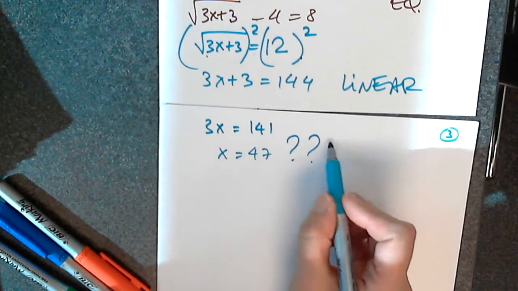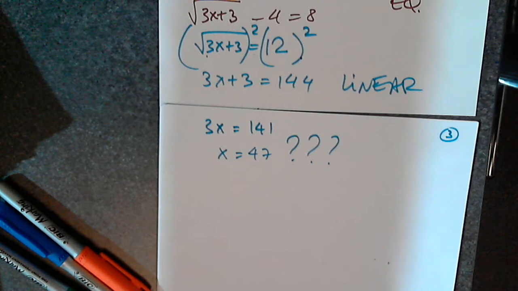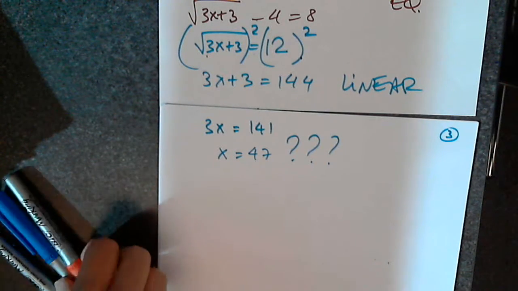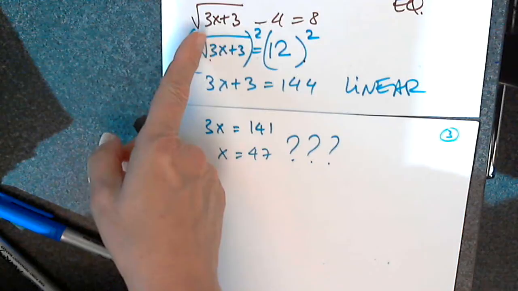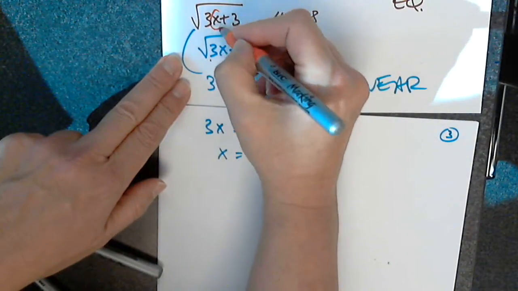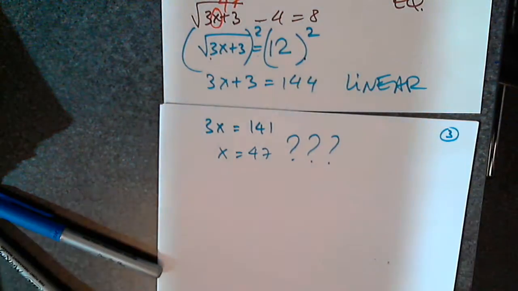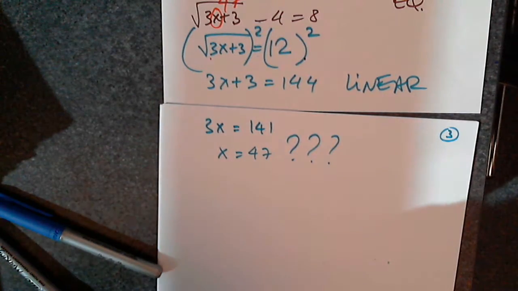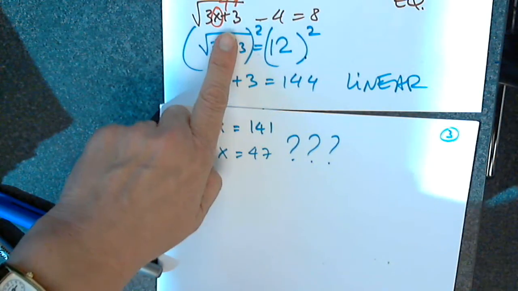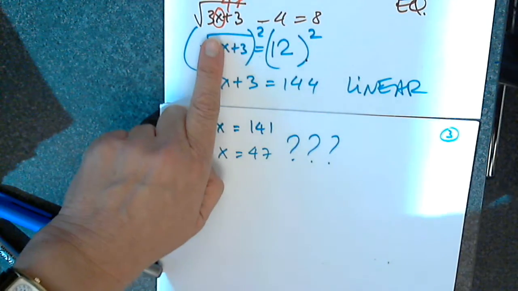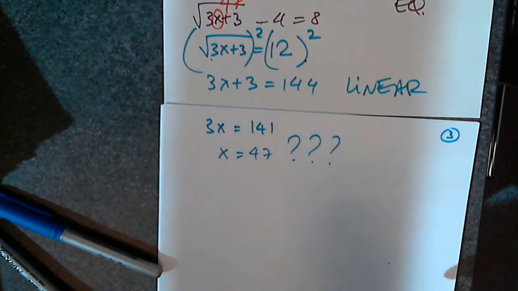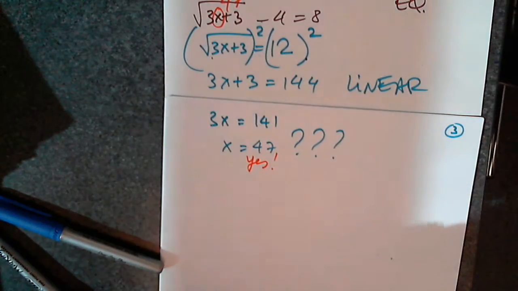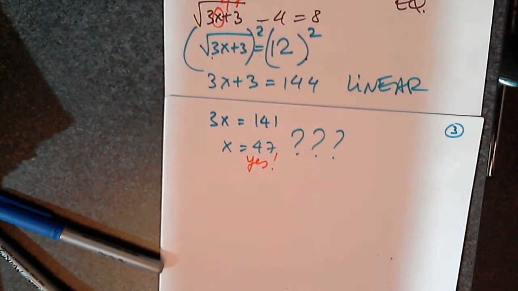Now it comes with a big question mark. What is that question mark for? I have to check, and I have to check back in the original problem. This is the original problem. This is where I plug in 47, right here. This is 47. So 3 times 47 is 141. 141 plus 3 is 144. The square root of 144 is 12. Is 12 minus 4 equal to 8? Only then I say yes. This is indeed the solution.